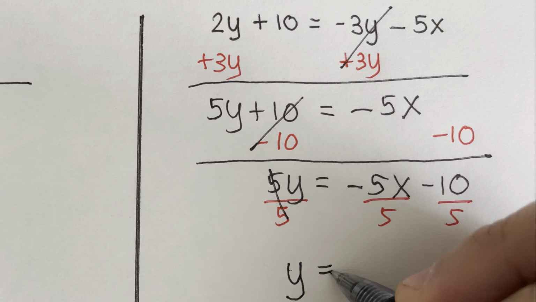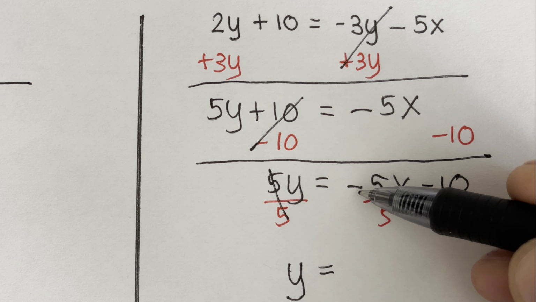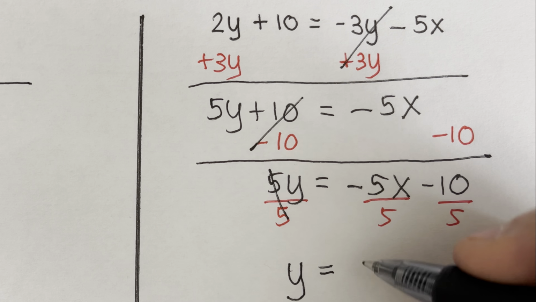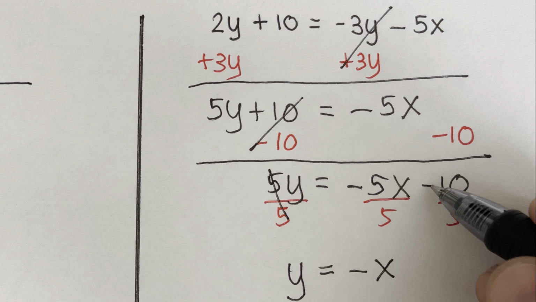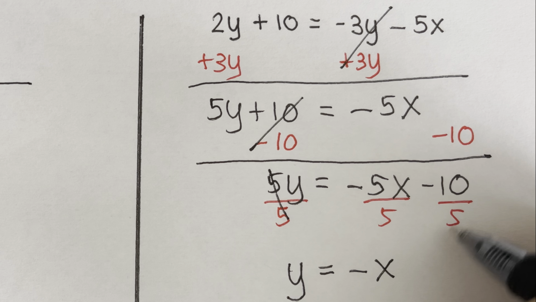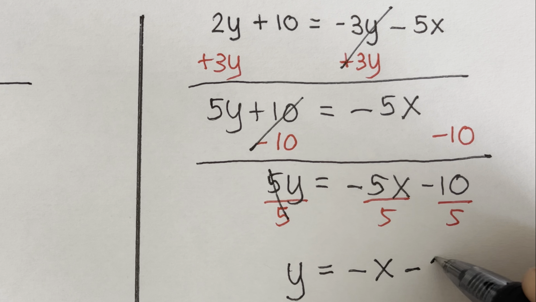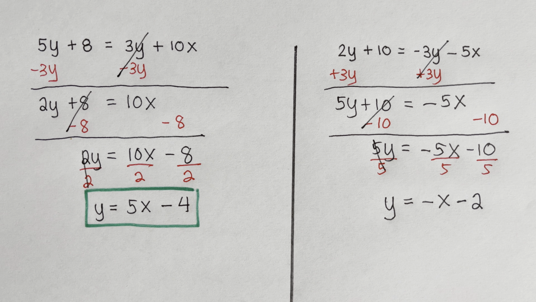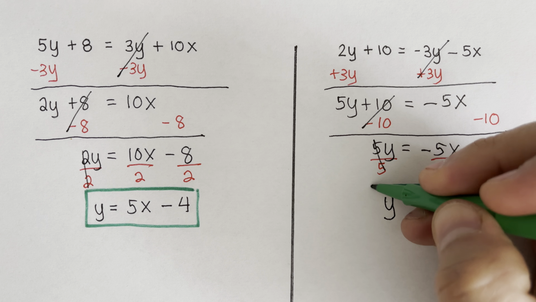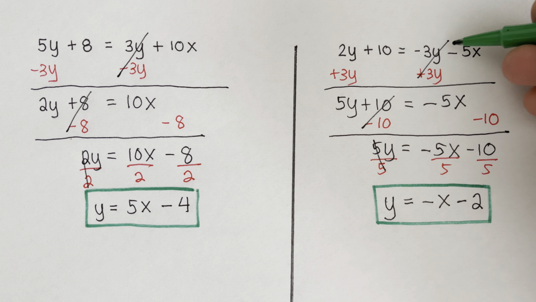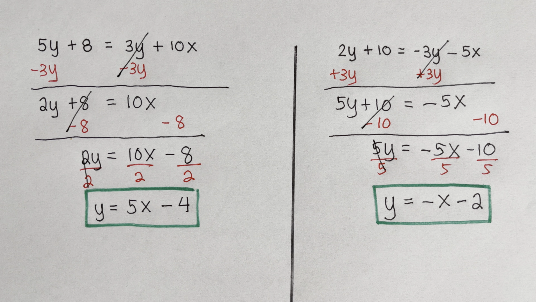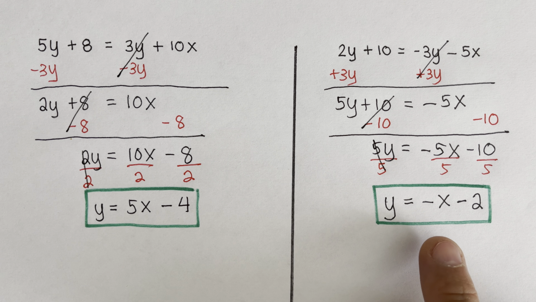So we have y equals negative 5 over 5 is a negative 1, and that's x. So I don't need to write the 1 there. And then that is negative 10 divided by 5, which is a negative 2. So this is the slope-intercept form of this equation that we have up there. Did you get the same answer as this?